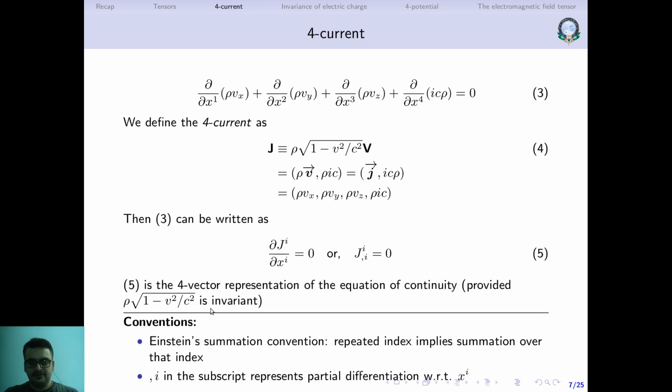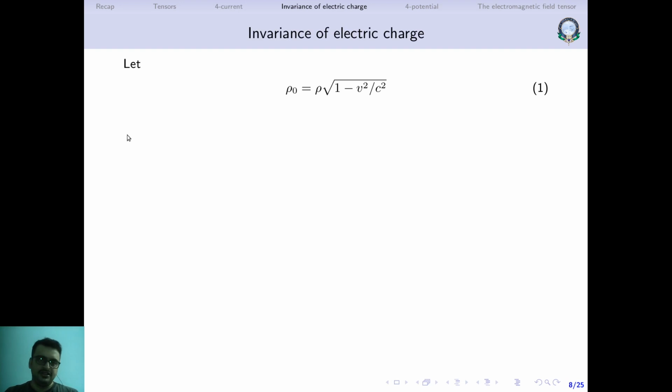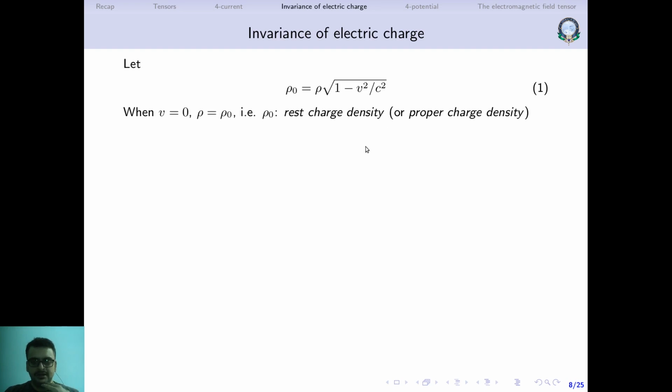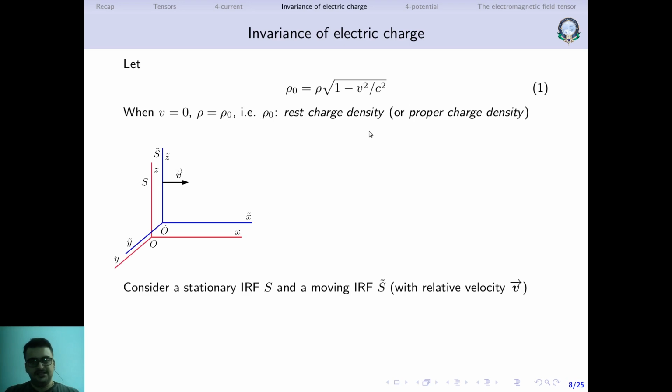Provided of course that rho into root over 1 minus v square by c square is invariant, which obviously it will be, as we will show here. So let us say that rho naught is equal to rho into under root 1 minus v square by c square. We'll show that the electric charge basically remains invariant. So when v is equal to 0, rho is equal to rho naught, so we can call rho naught the rest charge density or the proper charge density.